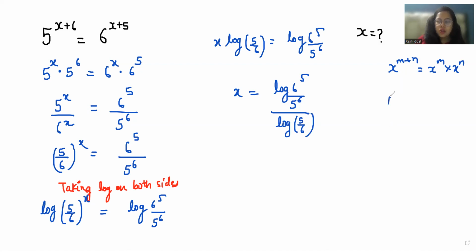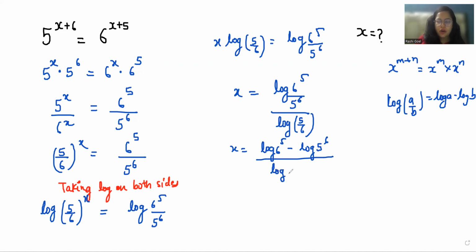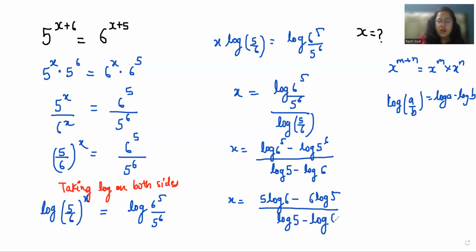According to log rule, log a/b we can write as log a minus log b. Similarly, x = (log 6^5 minus log 5^6) / (log 5 minus log 6). So x = (5 log 6 minus 6 log 5) / (log 5 minus log 6). So you can put the values of log 5 and log 6 and multiplication and solve it, or you can leave it here as well.